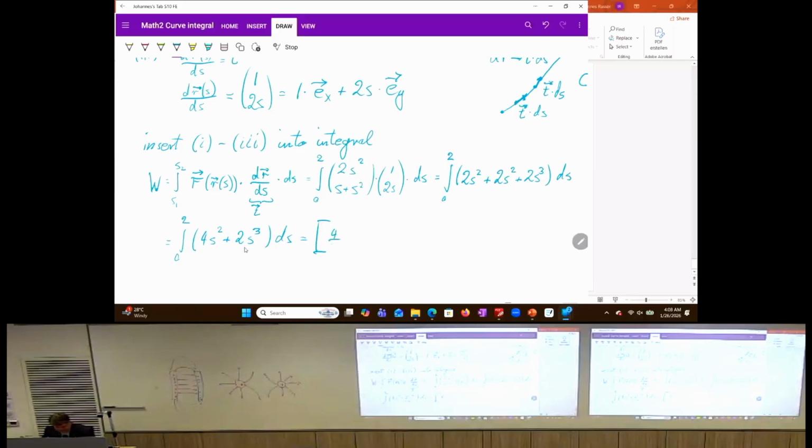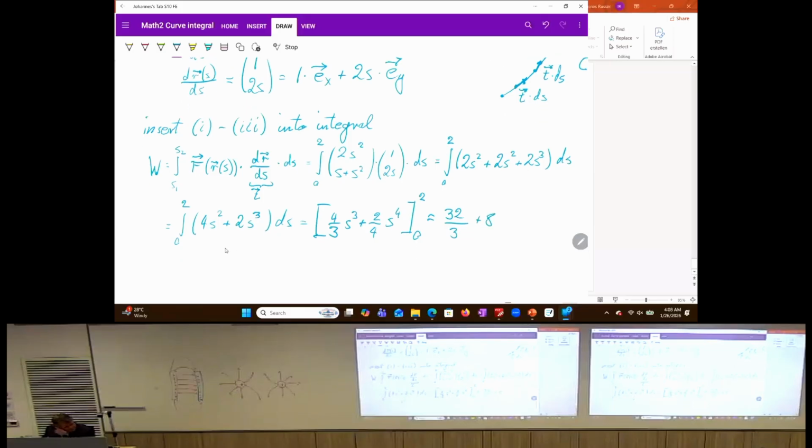We keep the factor of 4 in there. What gives us the integration of s to the power of 3? That gives us s to the power of 4 over 4, and we keep our factor 2 in there. Integration boundaries are from 0 to 2. So we insert 2 to the power of 3 times 4 thirds plus 2 fourths times s to the power of 4. This gives us 32 thirds plus 8. The other boundary is 0, and that doesn't give us any contribution.